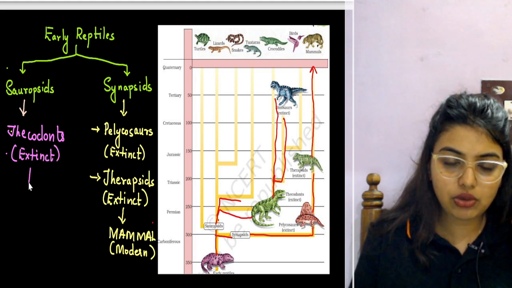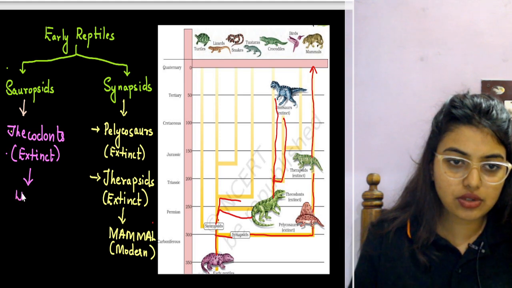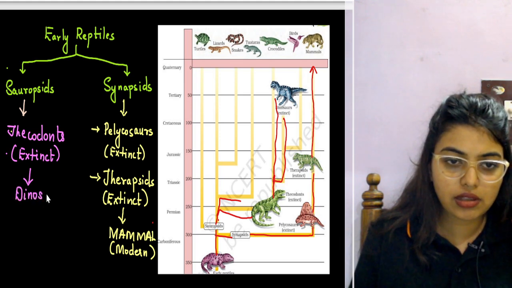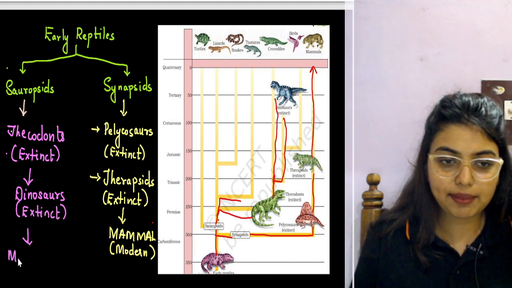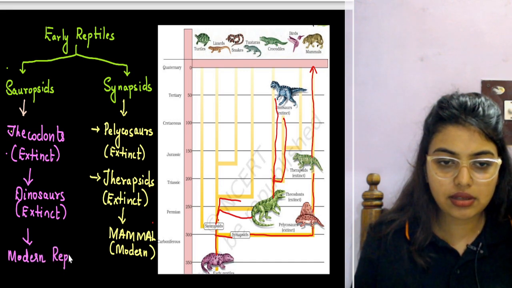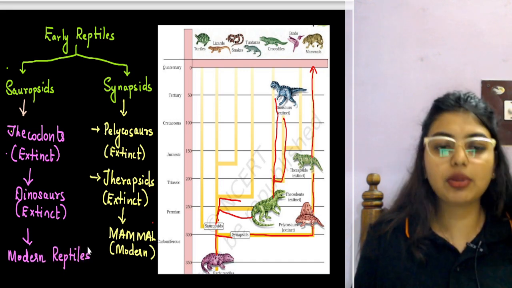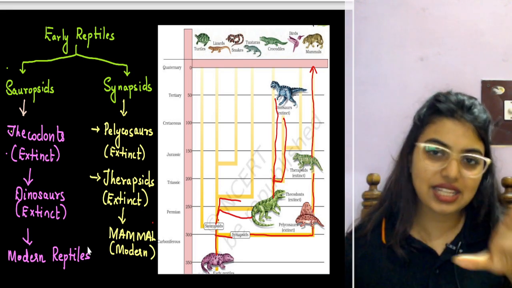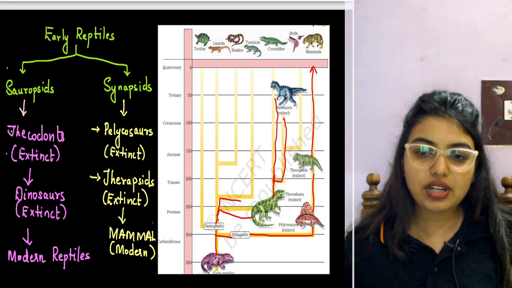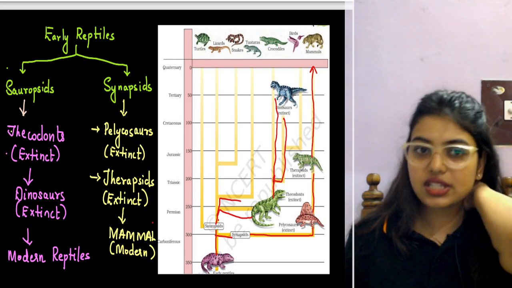Then from thecodons they gave rise to dinosaurs, which also got extinct, and these are believed to have given rise to modern reptiles, modern day reptiles. So these are talking about the ancestors. Who is my ancestor? If you have a question, then these are your ancestors: modern day reptiles, thecodons and dinosaurs.